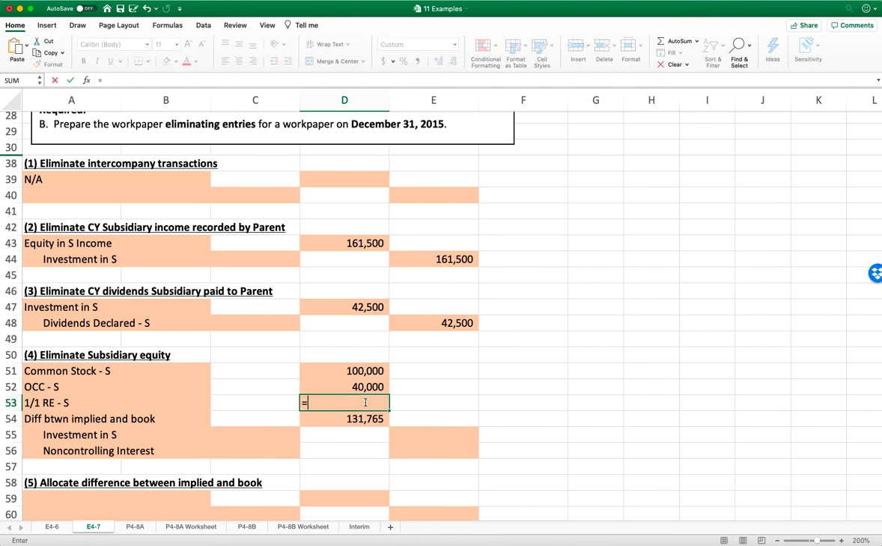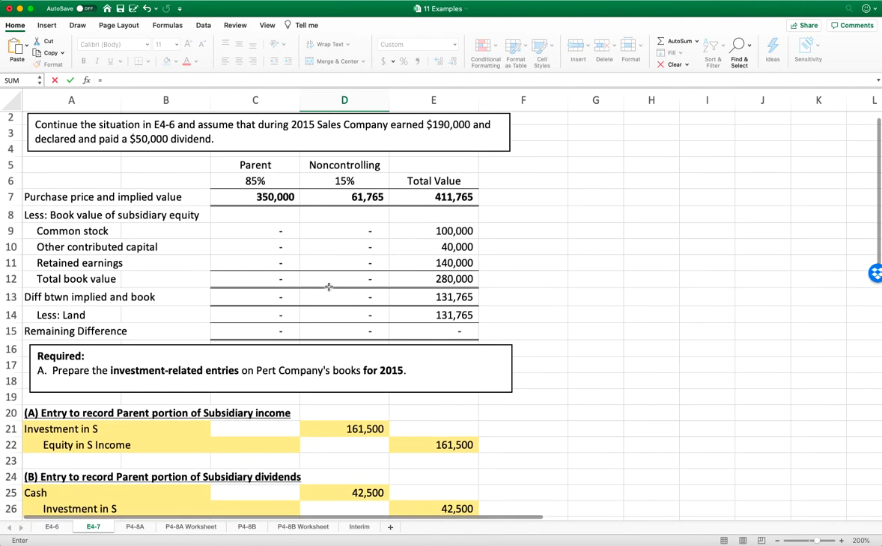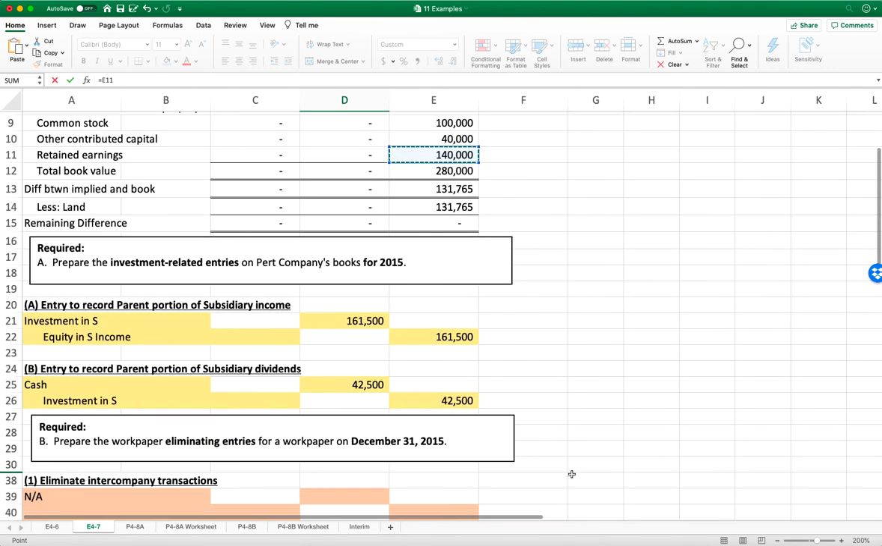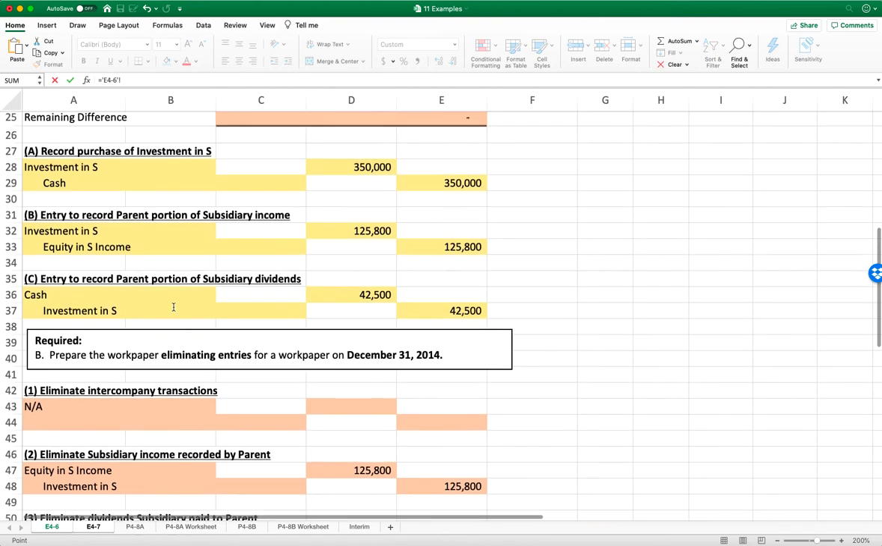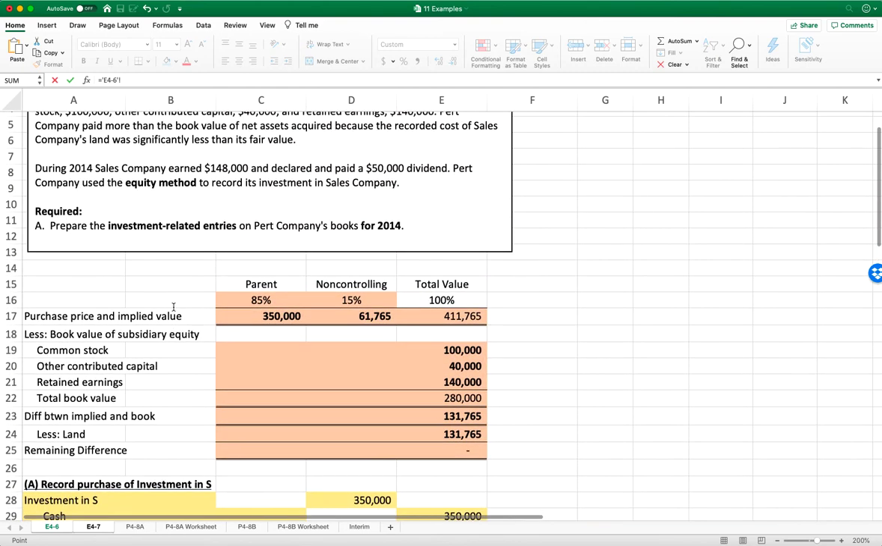So we know that on the date of acquisition, it was $140,000. And now we're trying to figure out how it's changed between then and the beginning of the second year. All right, so that means that there is 1 year's worth of transactions that have taken place. And we already talked about those last class. So if we go back to last year's example, we see that sales company earned $148,000 and paid $50,000 in dividends.